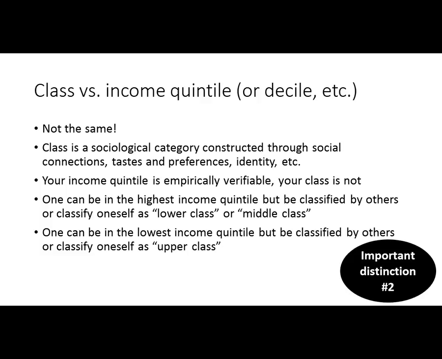So you can be in a very high income quintile, but other people can classify you, or you can classify yourself, as lower class or as middle class, maybe because you like to drink a certain kind of beer, or maybe because you like to wear a certain kind of clothes.